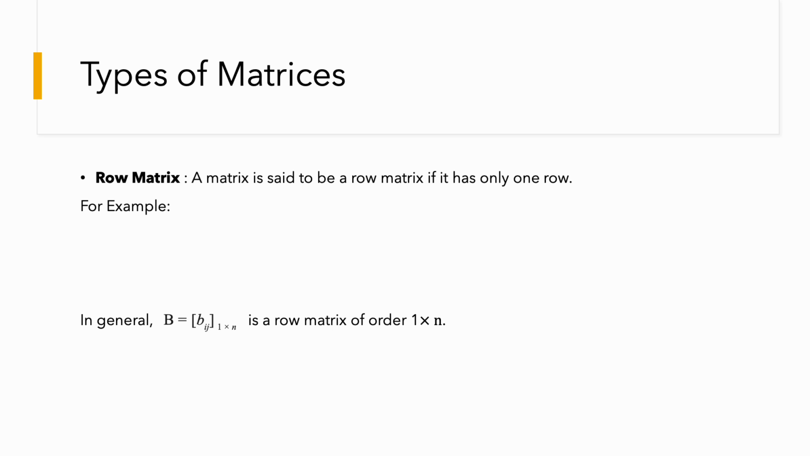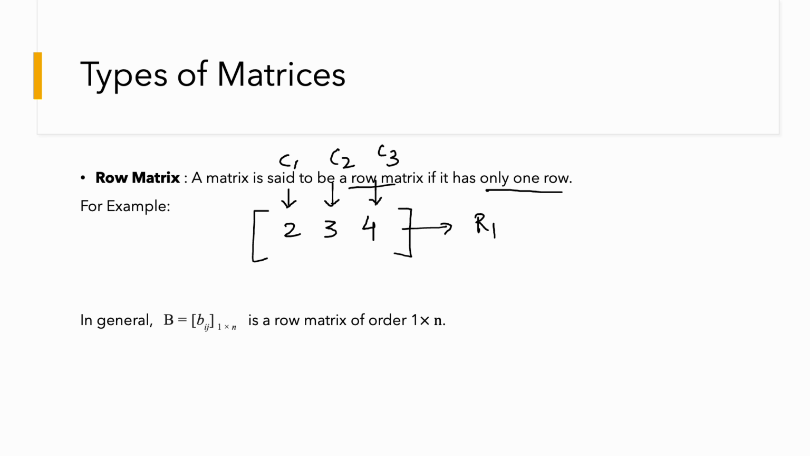Then we have a row matrix. A matrix is said to be a row matrix if it has only one row. So let me give you an example. 2, 3, 4. Here you can see there is just one row. However, we have multiple columns C1, C2 and C3. So the order of this matrix is going to be 1 times 3. So in general, we can represent any row matrix as b_ij of order 1 times n. You can see n could be any natural number based on the number of columns, but the number of rows would always be 1. So this is a row matrix.